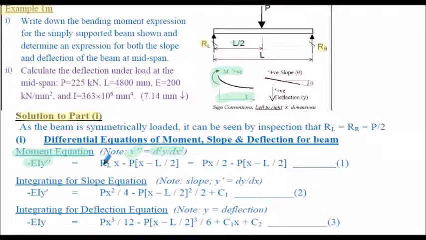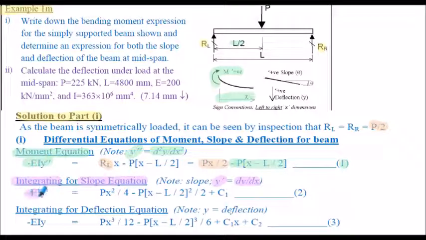Now noting that the RL is actually P upon 2, I can replace the RL with P upon 2, so I get Px divided by 2, and that's minus the P multiplied by x minus L upon 2 in brackets. I call that equation 1 here. Now if we integrate the above expression, we will find the slope equation. Notice I've used the y dash notation to signify dy by dx here.